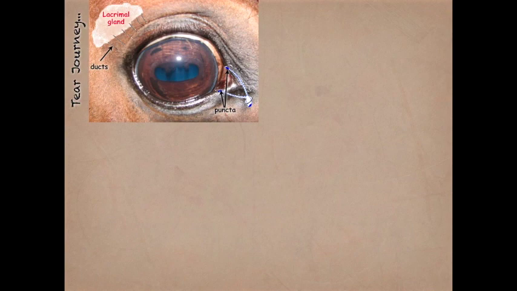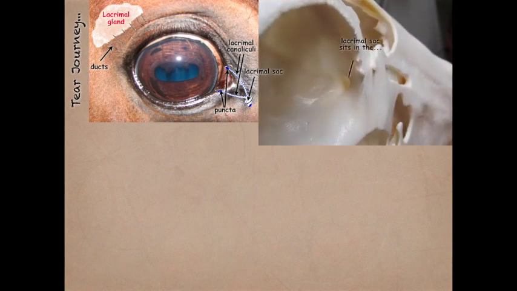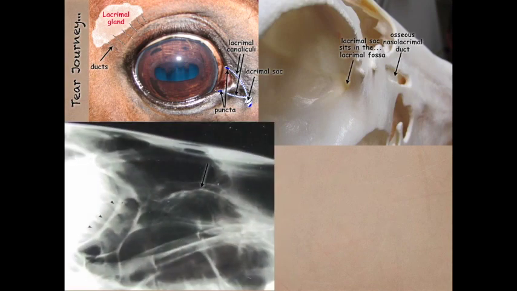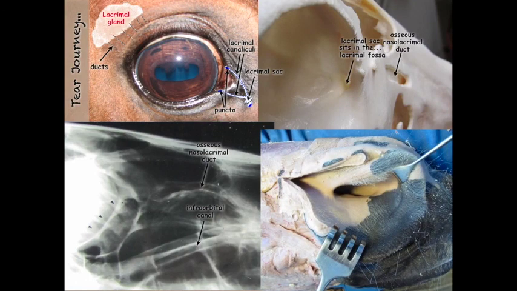From there, we're going to have lacrimal canaliculi that are going to lead into the lacrimal sac. Remember that lacrimal sac is going to be sitting in the lacrimal fossa. Okay, we see here in the horse there is an osseous portion of the nasolacrimal duct. On a radiograph we can see that here. Down here what we are seeing is the infraorbital canal. Don't confuse those two. Okay, from the nasolacrimal duct we then emerge here through the orifice of the nasolacrimal canal.